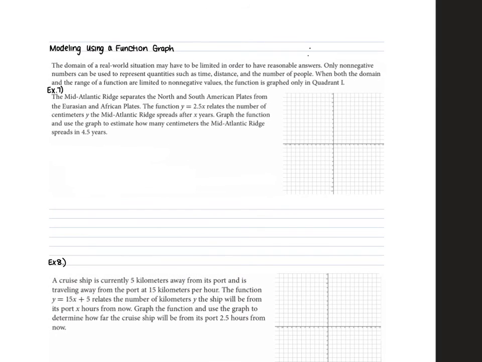For our next example, it tells us that the Mid-Atlantic Ridge separates the North and South American plates from the Eurasian and African plates. The function y is equal to 2.5x relates the number of centimeters y the Mid-Atlantic Ridge separates after x years. Graph the function and use the graph to estimate how many centimeters the Mid-Atlantic Ridge spreads in 4.5 years. So if we find our x-intercept and our y-intercept and we plot those points and then draw the line, we can do that.